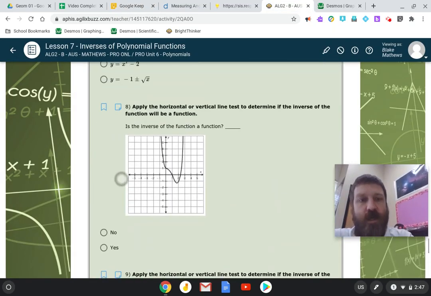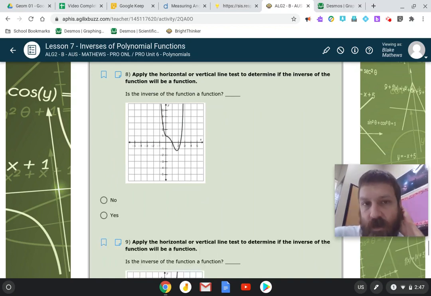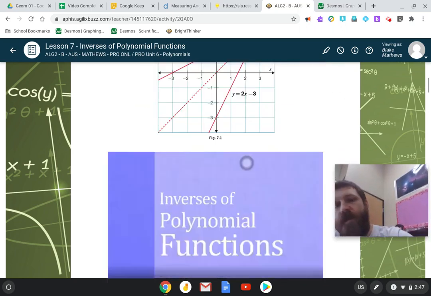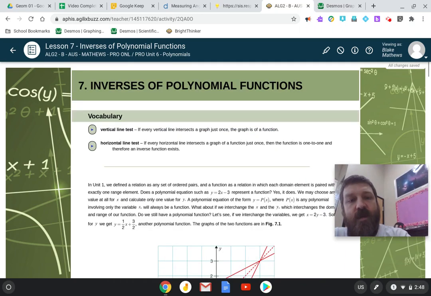Then we have a couple of questions here about the horizontal or vertical line test. And this is what you need to know. If you have a function and you want to know if the inverse is a function, you are going to run the horizontal line test. Let me scroll to the top so you can read that definition. Horizontal line test: if every horizontal line intersects a graph just once, then the function is a one-to-one function, and therefore the inverse exists.